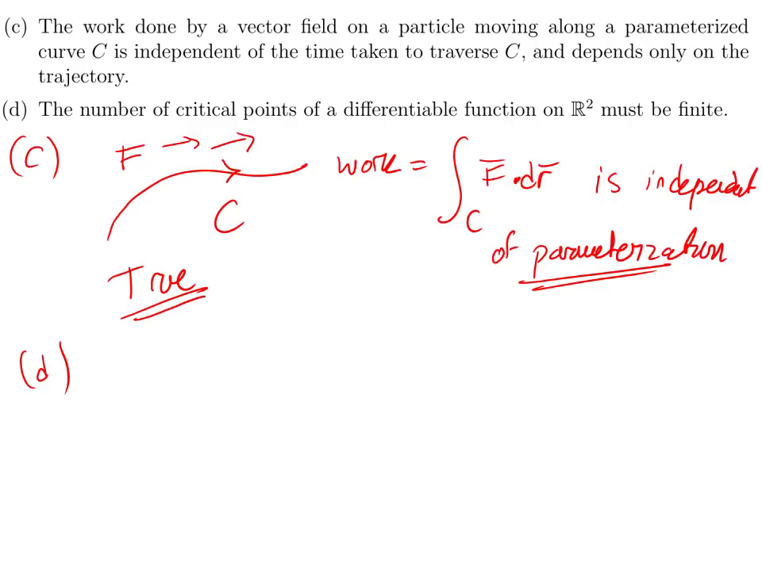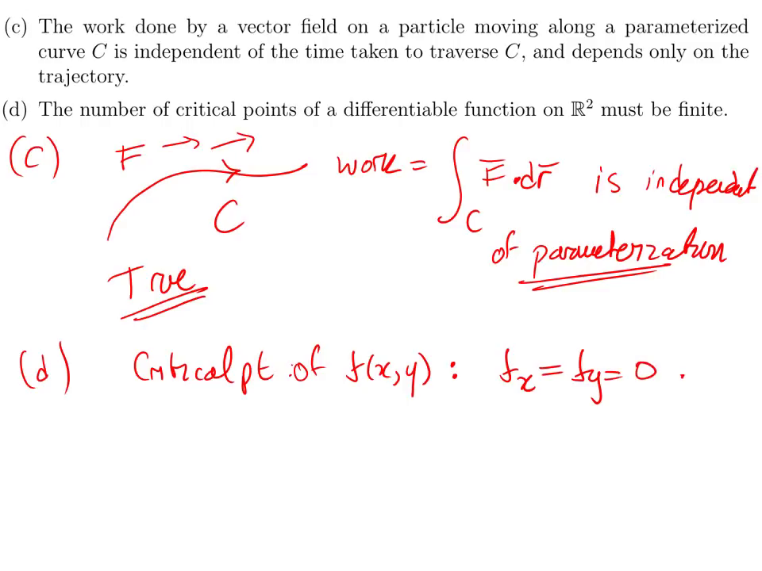The number of critical points of a differentiable function in R2 must be finite. Before you start working on this, let's recall what a critical point is. A critical point of a function, let's say in two variables, is a point where both the partial derivatives are equal to 0. In order to cook up a function which has infinitely many critical points, I'd want the system to have infinitely many solutions. And we've seen many examples like this in class.